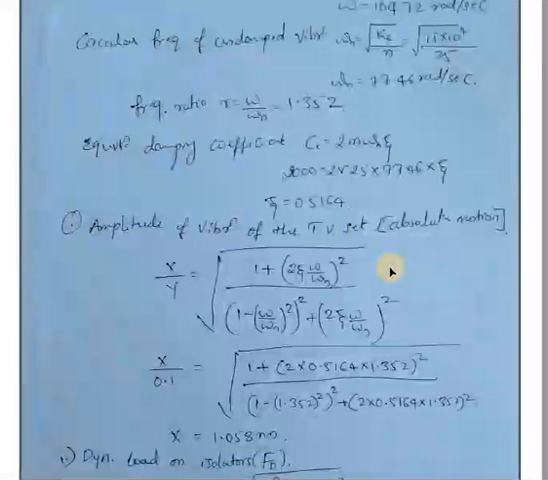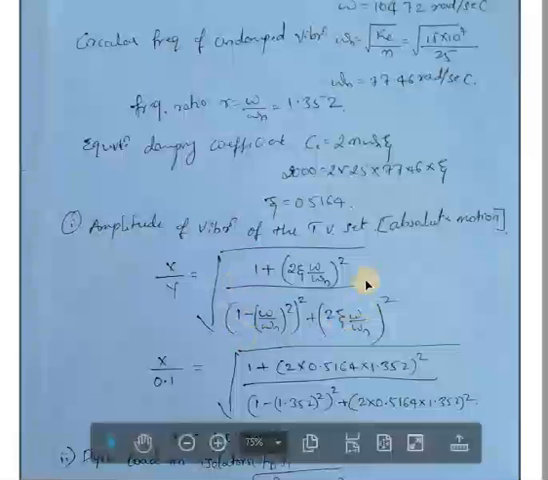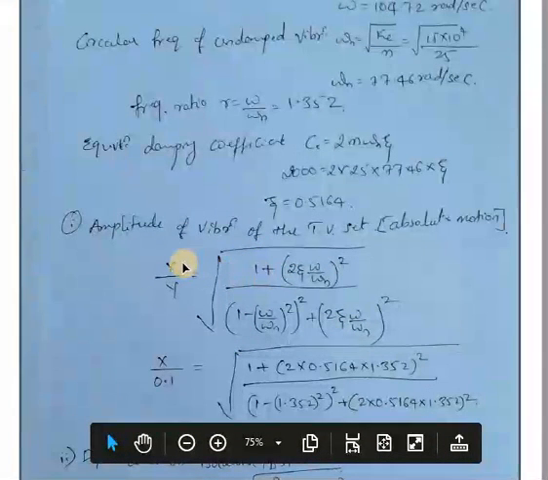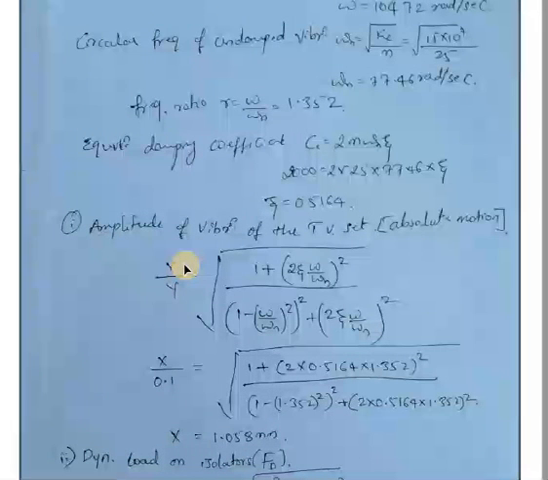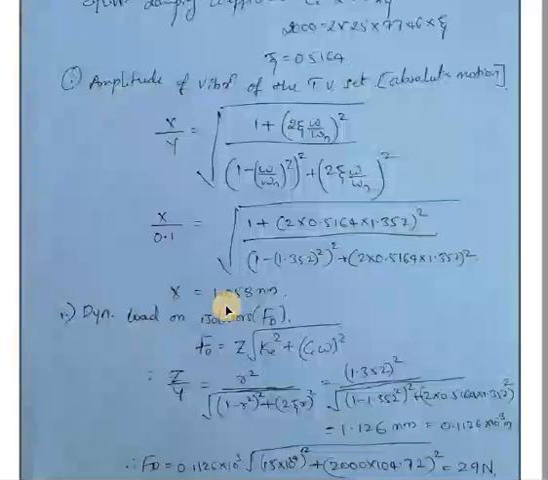Now the first part asked is the amplitude of vibration of the TV set. The amplitude of vibration of the TV set, that is the absolute motion, x by y equal to root of (1 plus (2 zeta r) whole square) divided by ((1 minus r square) whole square plus (2 zeta r) whole square). In this entire equation the only unknown is x, because y is given. If you substitute all the values and solve for x, you will get it as 1.058 mm.